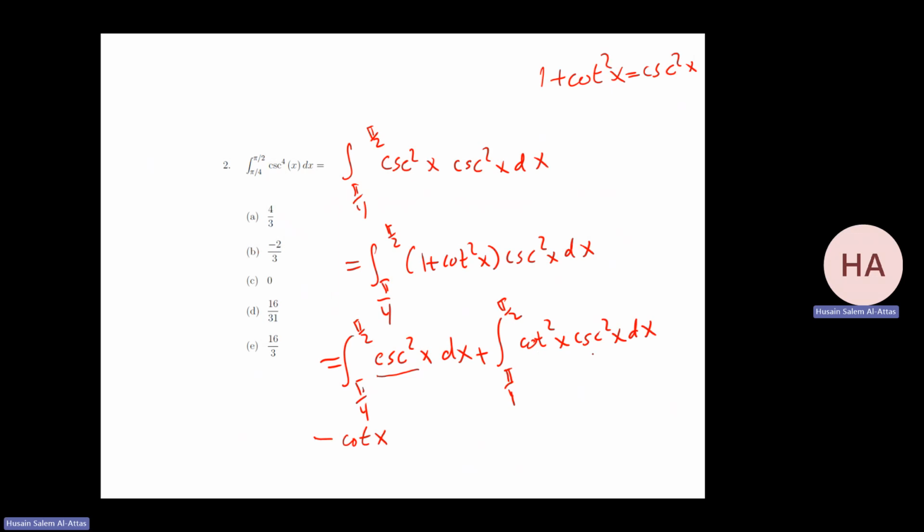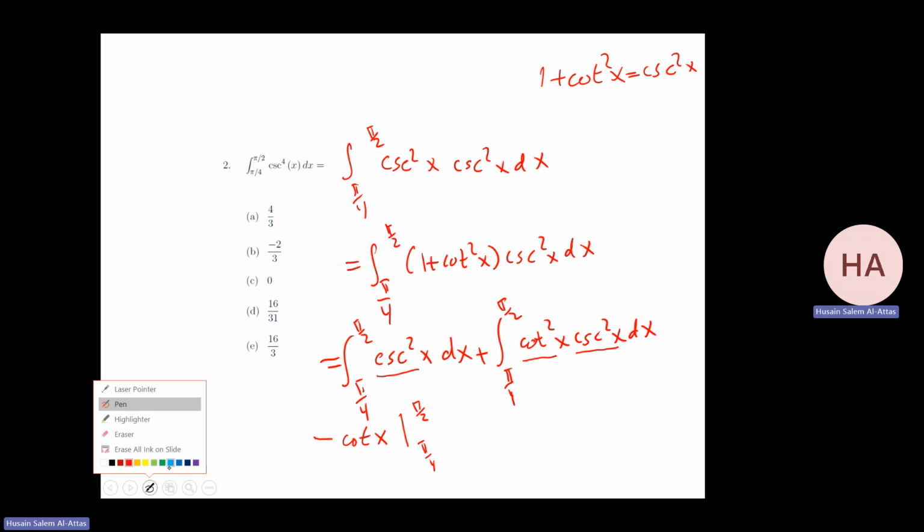And this one, I can let u be cotangent. What's the derivative of cotangent? It's minus cosecant square. I need the minus sign, so I'll put the minus sign somewhere. So this one is minus cotangent from pi over 4 to pi over 2. And this is easy to do.